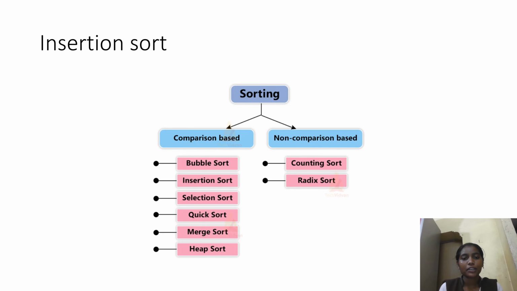The comparison based approach includes bubble sort, insertion sort, selection sort, quick sort, merge sort, and heap sort, and the non-comparison based approach includes counting sort and radix sort. Now I am choosing the topic called insertion sort.